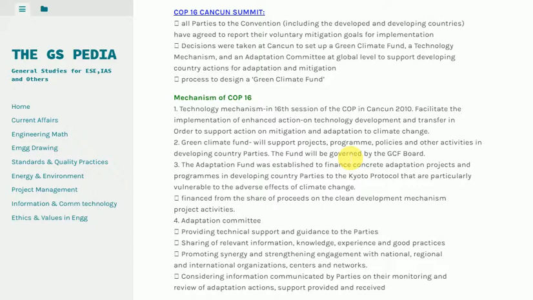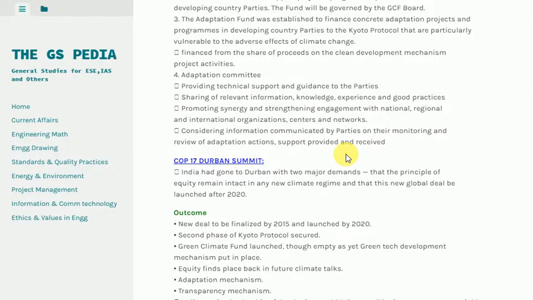4. Adaptation Committee, providing technical support and guidance to the parties. Sharing of relevant information, knowledge, experience and good practices. Promoting synergy and strengthening engagement with national, regional, and international organizations, centers and networks. Considering information communicated by parties on their monitoring and review of adaptation actions, support provided and received.